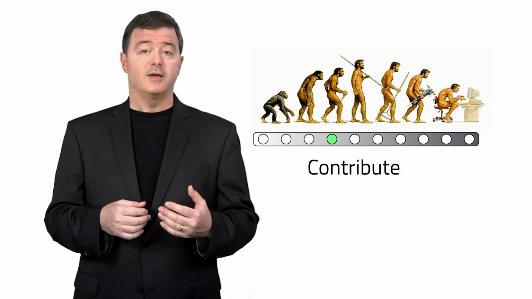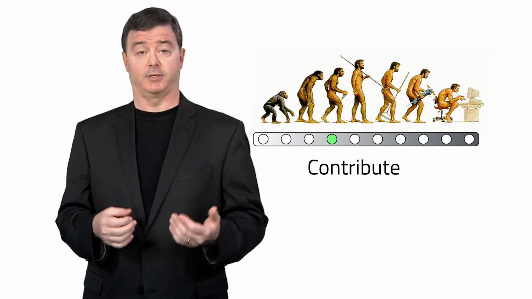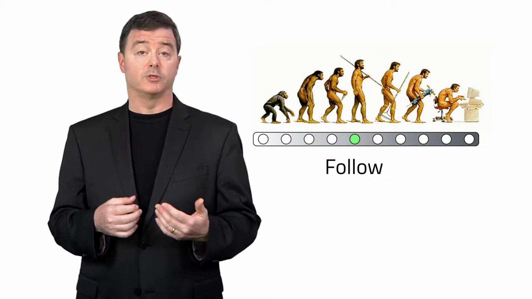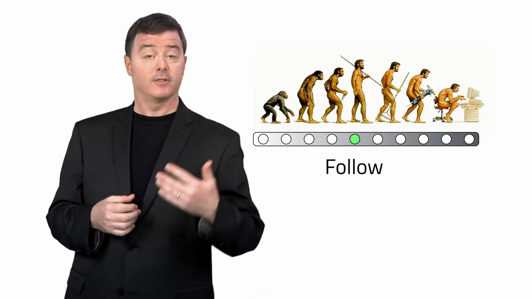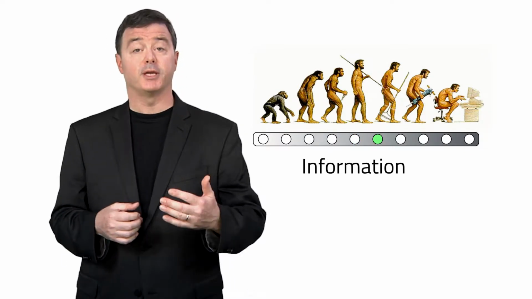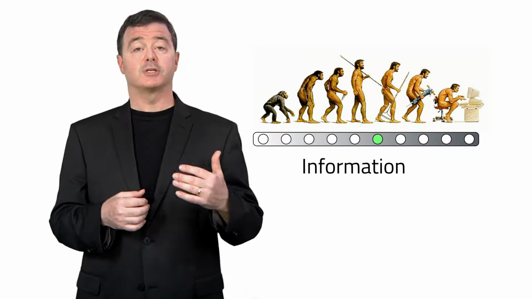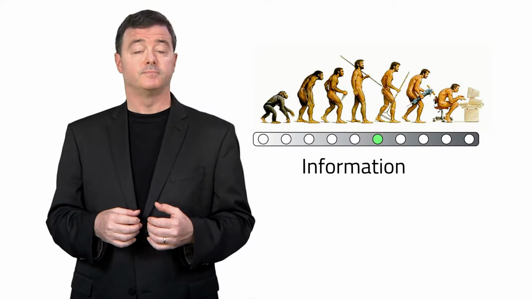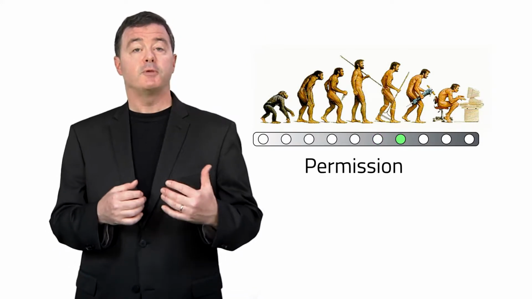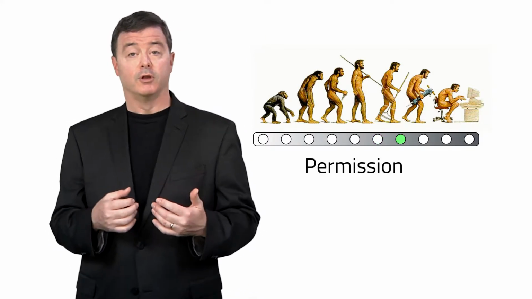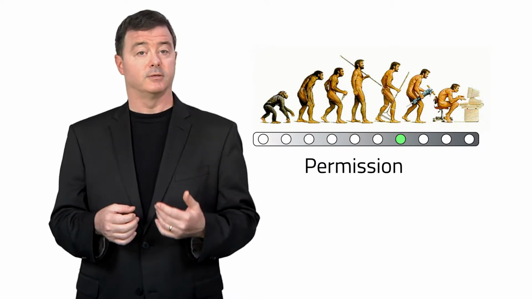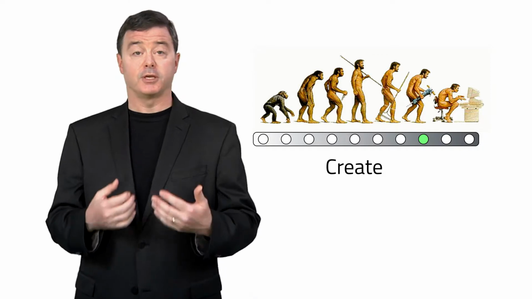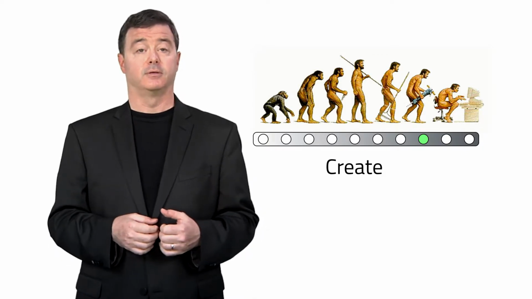Contribute. This is actually taking the time to leave a comment. Follow. It's when people subscribe to your channel or your feed, which provides a passive channel to contact all of them. Information. This is submitting personal data, like filling out a survey, which provides us with marketing intel. Permission. It's when people submit an email or a phone number, which enable further one-on-one contact. Create. This is when people add things like posts or pictures that enrich your brand's content.